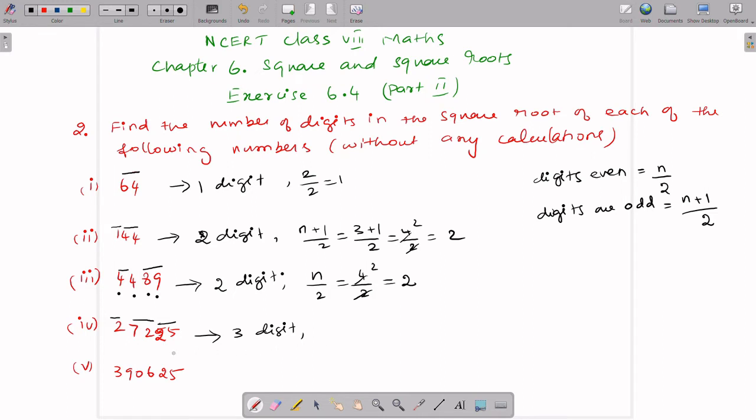So how many digits are here? 1, 2, 3, 4, 5. 5 digits. Here n is odd, so you have to use the formula n plus 1 by 2. That is 5 plus 1 by 2, which is equal to 6 by 2, and this goes 3 times. So we get a 3 digit number.